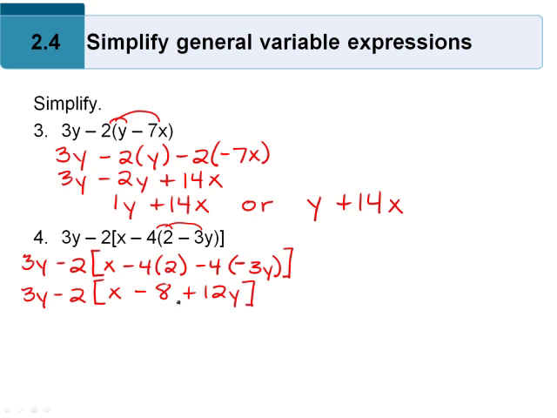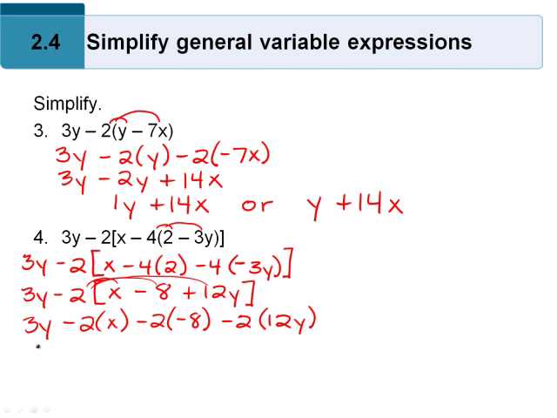Now, you have no like terms in those brackets. So what you're going to do now, notice that the negative 2 is right beside the brackets. It's kind of scooted away, but it's right beside the brackets. So we're going to take that negative 2 and we're going to multiply and distribute it to everything in the brackets. So bring down 3y, and just take your time. You're going to have negative 2 times x. Then negative 2 again times the next term, negative 8, and negative 2 times a positive 12y.